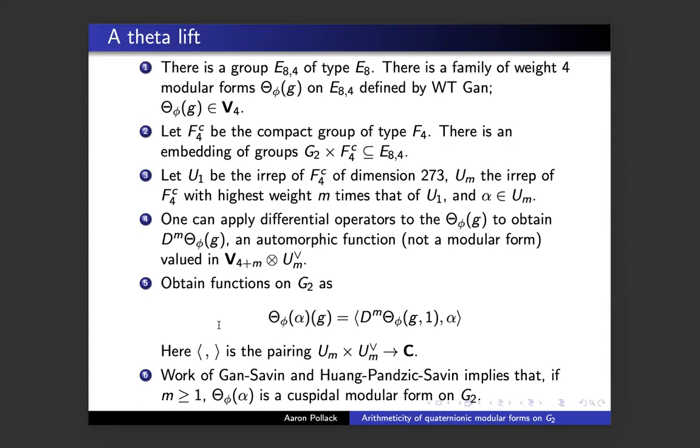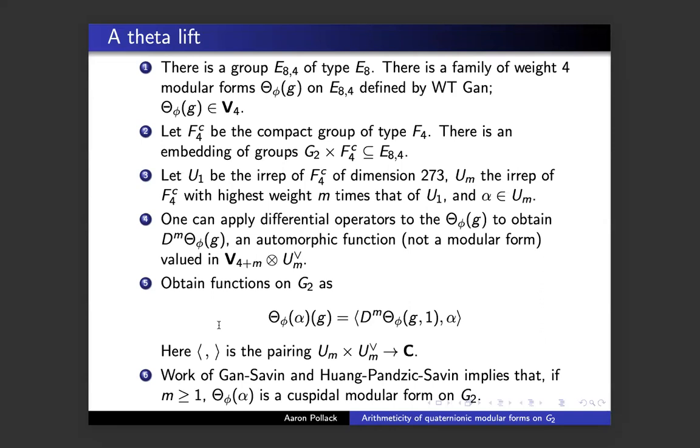It's a real Lie group of type E8, non-compact, which has real rank 4. So that's what the 4 means. And there's a notion of modular forms on this group E8, and they similarly have weights. And there's a family of weight 4 modular forms, which I've called theta phi of G, on this group E8, which are defined by Wietekan.